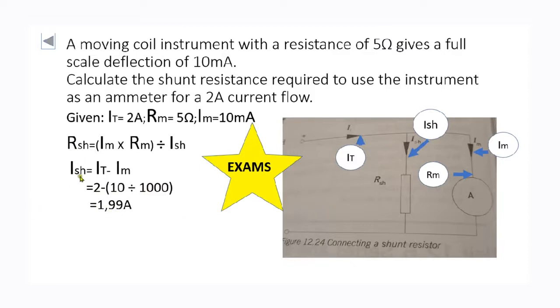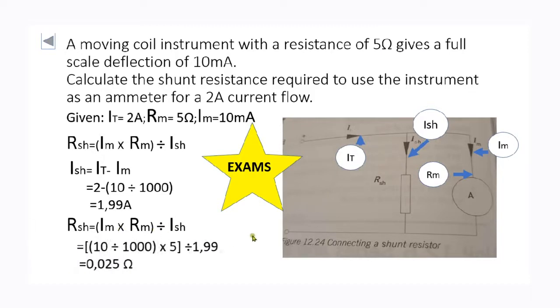Now that I've worked out the value for ISH, I can bring my main formula back in. RSH is equal to IM times RM divided by ISH. Let's put in all our values. IM is 10. Remember, I need to convert it from milliamperes to amperes, and therefore I will divide by 1000. I have the value for RM, which is 5, and I have calculated ISH, which is 1,99. And my answer is going to be 0,025. That's basically what the question will look like in your exam.